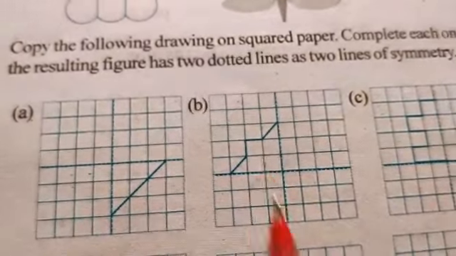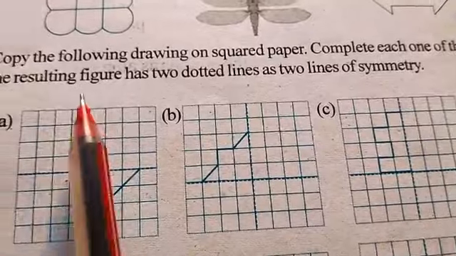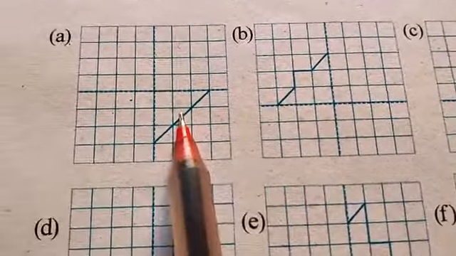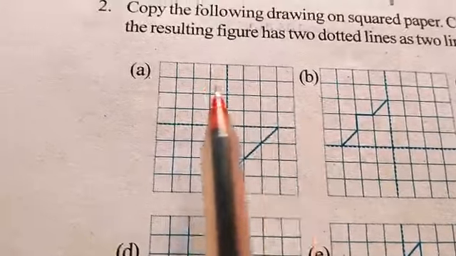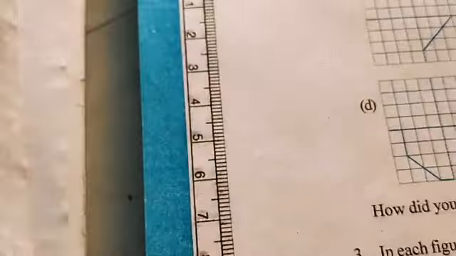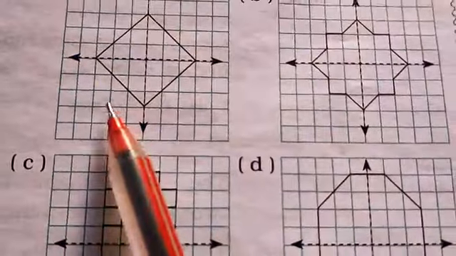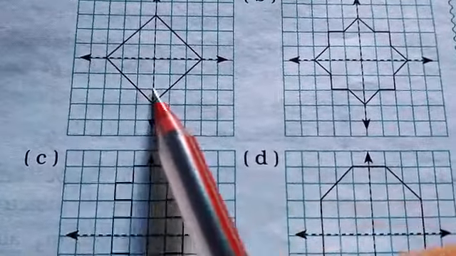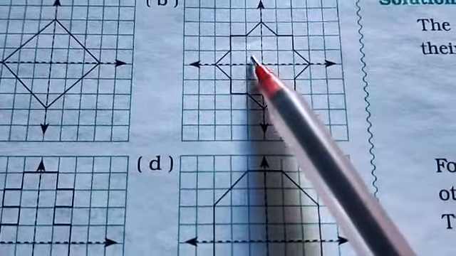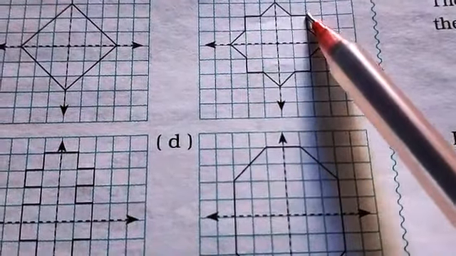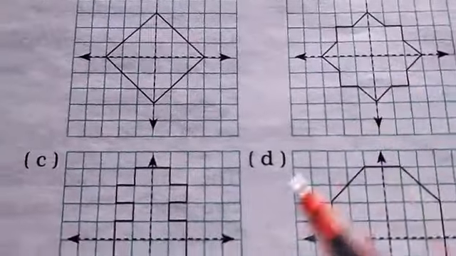Copy the following figures on square paper and complete each of the following figures with 2 dotted lines of symmetry. So here one figure is already given. You have to complete it by giving this line and this line. So how will we do this figure? In the first figure what you will do is 1, 2, 3 and 4. In the second figure how will you draw the figure? You have to draw like 1, 2, 3, 4. In this way you can draw the second figure.